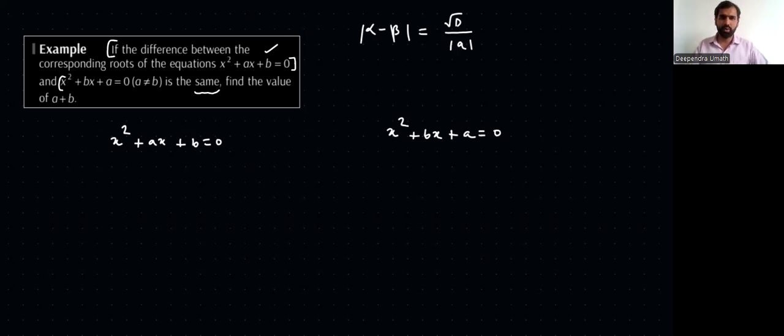Let's say the roots of this equation are x1 and x2. The roots of this equation are x3 and x4. Now, can I conclude that the difference of the roots, x1 minus x2, from here is going to be the discriminant of this quadratic? I hope you know that.